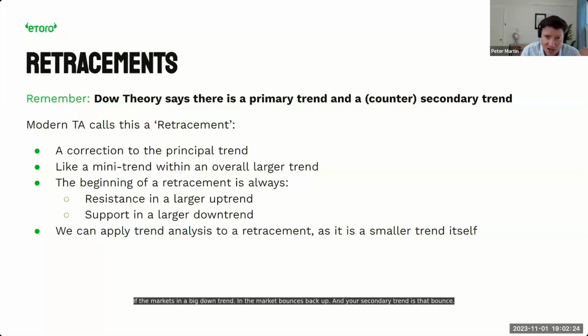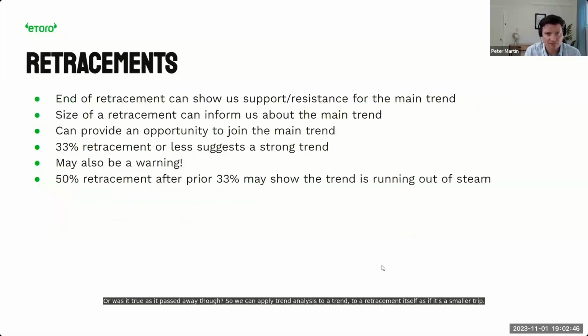If the market's in a big downtrend and the market bounces back up, then your secondary trend is that bounce. And the beginning of that, where it bounces, that's a support level. That's almost a truism. It has to be like that. So we can apply trend analysis to a retracement itself, as if it's a smaller trend.